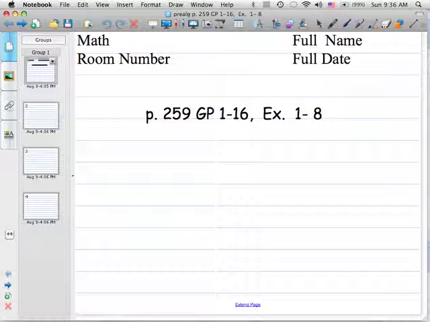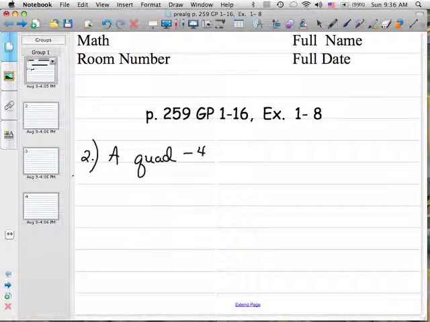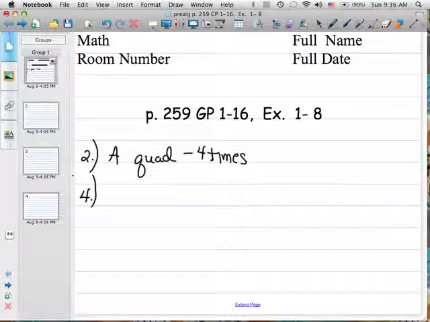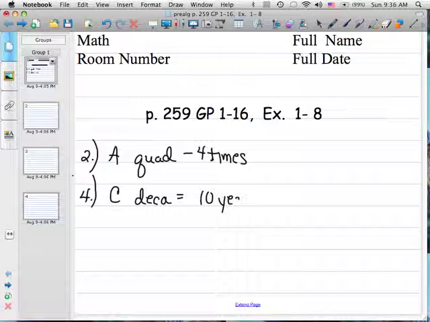So in the guided practice, the directions are match the name of each polygon with the everyday word that has the same prefix, then give the meaning of the everyday word. So number 2, we have quadrilateral, and that would match with A, quadruple, and quad means 4, or 4 times. Problem number 4, decagon, that matches with C, decade, and a decade is 10 years, and deca always means 10.